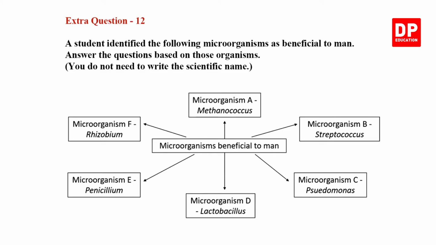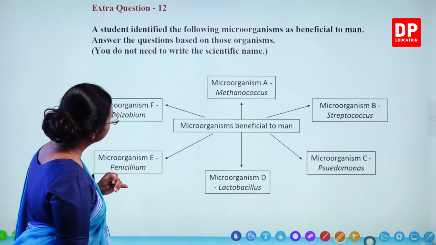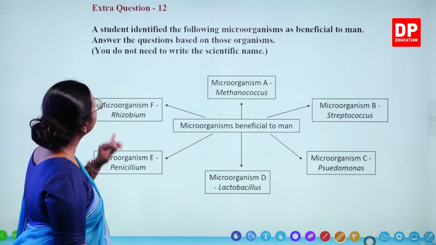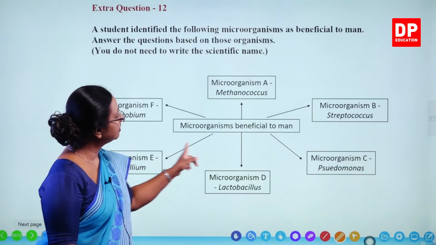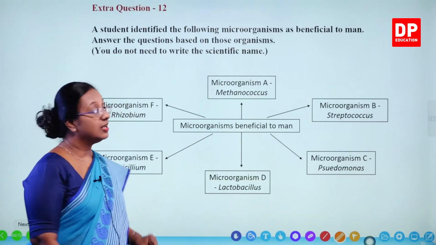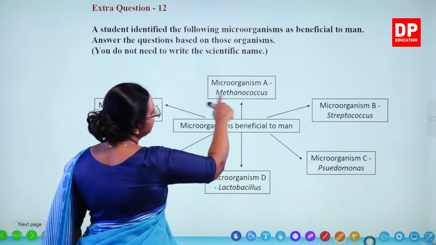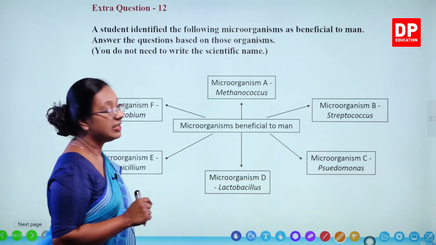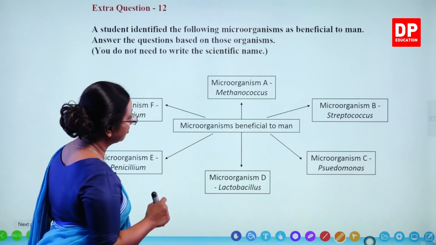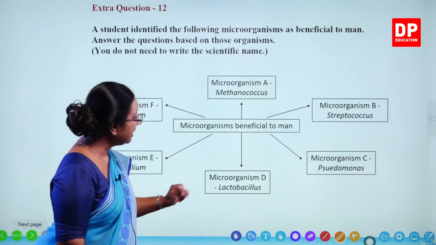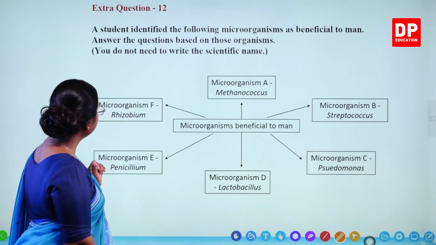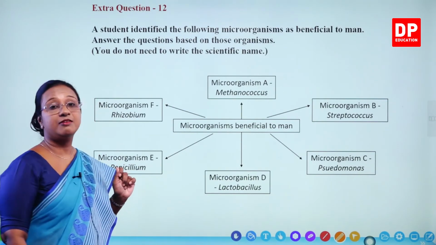Extra question 12. A student identified the following microorganisms as beneficial to man. Answer the questions based on those organisms. You do not need to write the scientific name. So here they have given it like a chart, the microorganisms beneficial to man. So you can answer it saying A, B, C and D. It has been given as microorganism A is Methanococcus, then B is Streptococcus, C Pseudomonas, D Lactobacillus, E is Penicillium and F is Rhizobium.